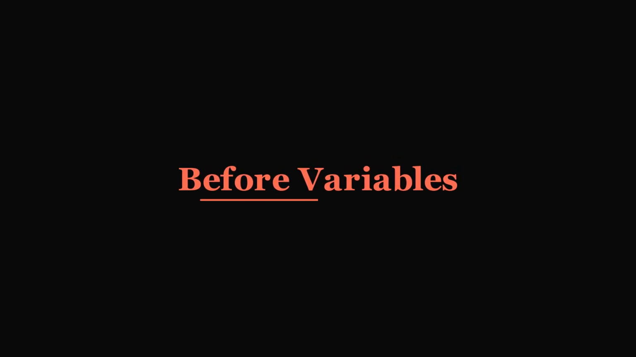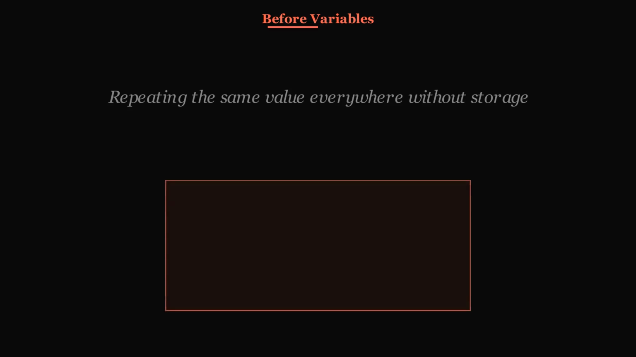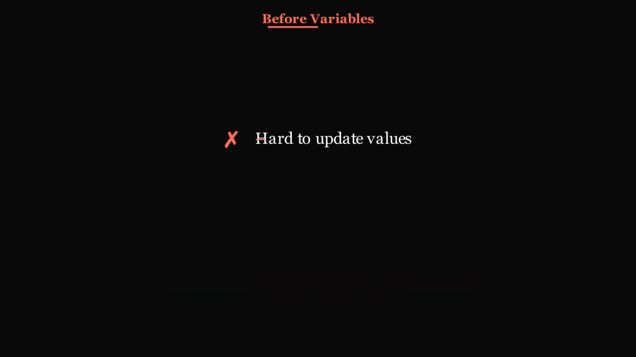So what happens without variables? Repeating the same value everywhere without storage. Look at how messy the code gets. Hard to update values. Code duplication. No data reuse. There has to be a better way.